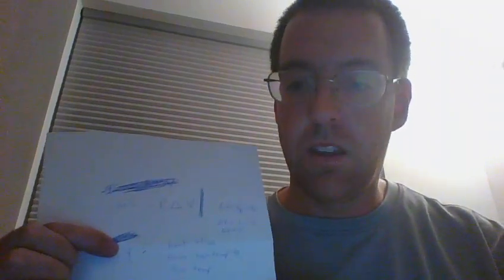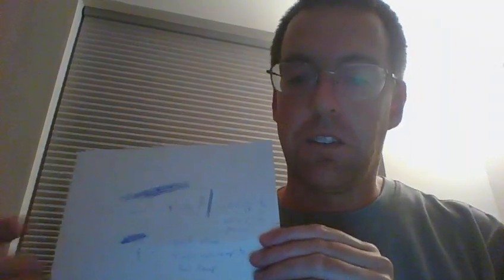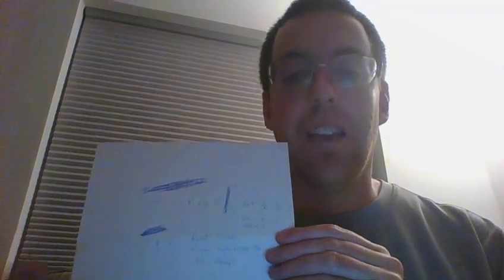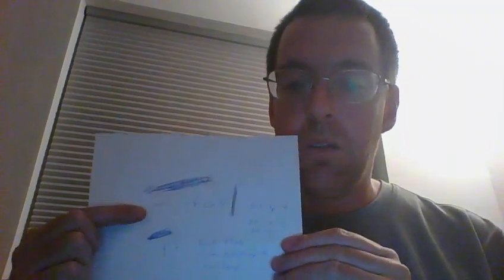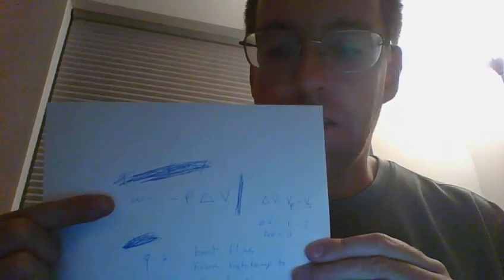Our system is also selfish, which means that it likes to gain heat. Because of this, our sign for Q here is going to be positive, because our system is taking in heat, and it likes that. So our work is positive and our heat is positive.